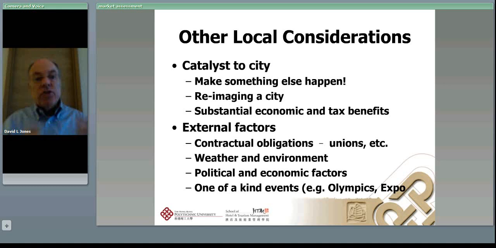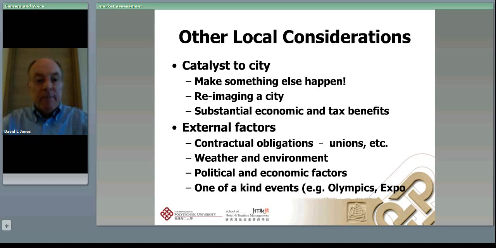These are things you might want to think about if you were asked whether or not you were going to build, even if it lost money. And then external factors that you have to consider. Contractual obligations. If you're in a location in North America or Europe where unions are very strong, what are the obligations to the union, and what unions are you dealing with?